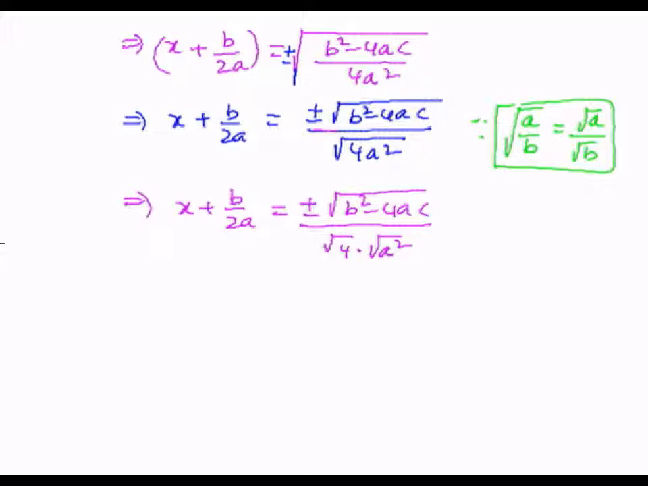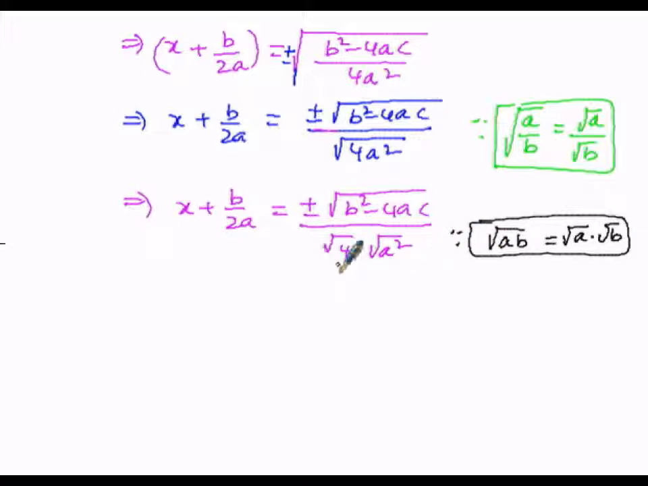Here root of ab can be written as root of 4 into a square, with a as 4 and b as a square. So, it can be written by splitting this root for both, that is root of a and root of b. Based upon this reason I wrote this logical step.